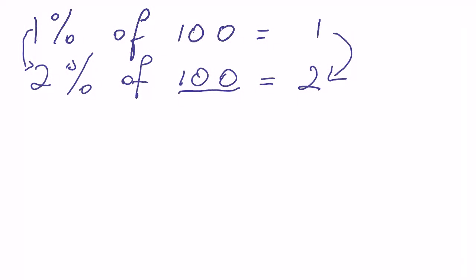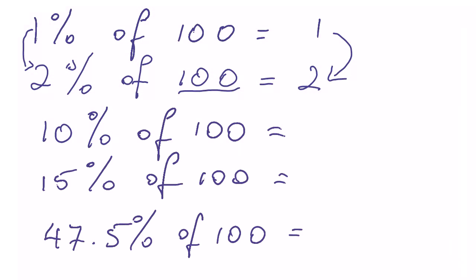And if we're just calculating out of 100, then there are a lot of fairly easy ones we can look at. For example, 10% of 100 is going to be 10. 15% of 100 is going to be 15. 47.5% of 100 is going to be 47.5. Calculating percentages out of 100 is about the easiest thing we can do.